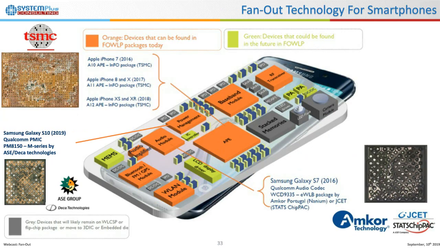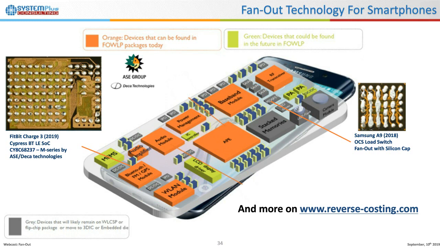To continue on the consumer segment, we have seen several smartphone devices that use a fan-out, and we have been able to identify them over the years. It started around 2016 with Apple and Samsung. The first featured the technology from TSMC called InFO, and the second used AMCOR or STATS ChipPAC capability to produce eWLB packages. Since then, ASE and DECA technology has started the production of a different fan-out that we discovered this year in the Samsung Galaxy S10. We have also seen, for example, in the Fitbit Charge 3, a system-in-package configuration using the M-Series technology. More has been discovered, and the teardown is currently available on our new website, offering the complete teardown of more than 50 smartphones with the complete BOM, bill of materials, and the component opening pictures.